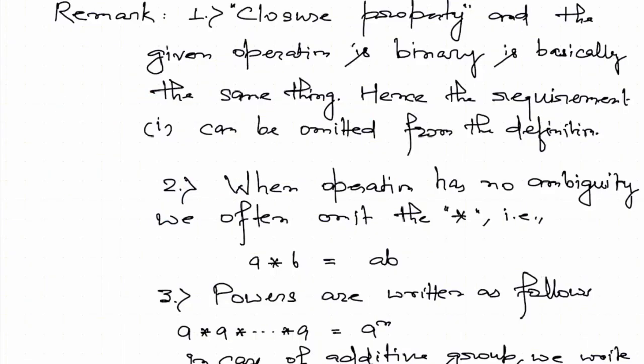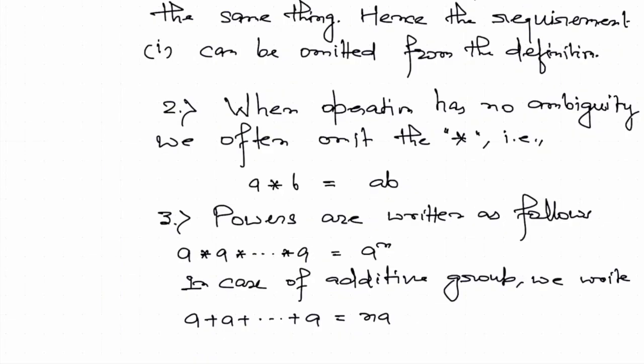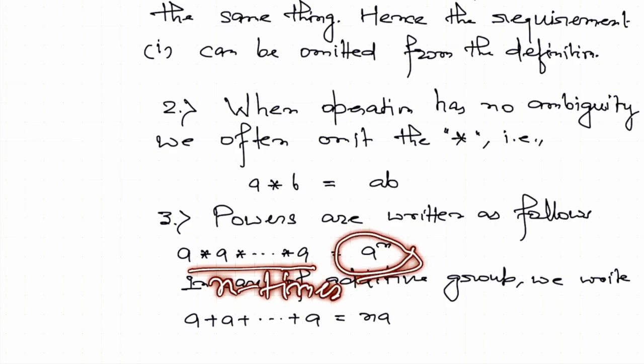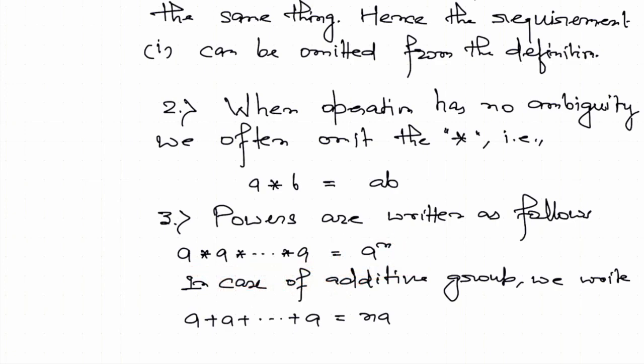When the operation has no ambiguity, we often omit the star and we directly write a star b as ab. This is a convention. Now powers are written as follows. Suppose you want to know what a to the power n is. We write a star a, n times, as a to the power n. In the case of an additive group, a plus a, n times, is written as na.